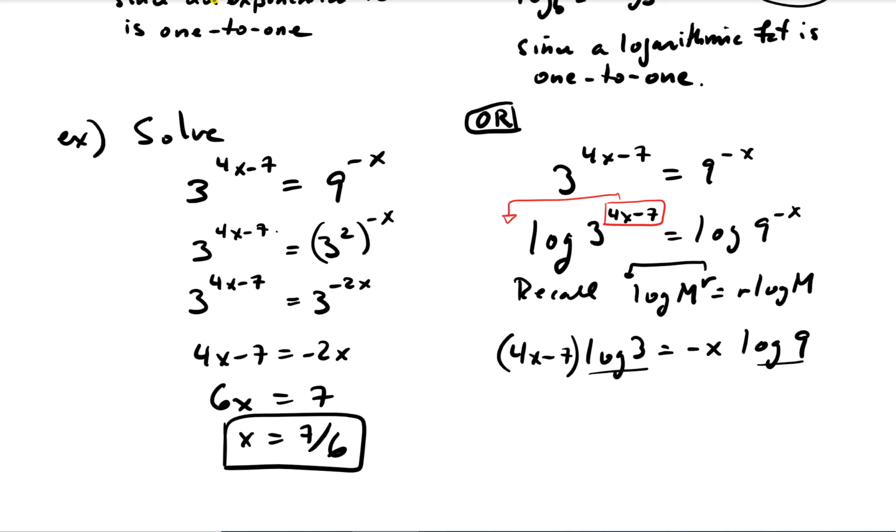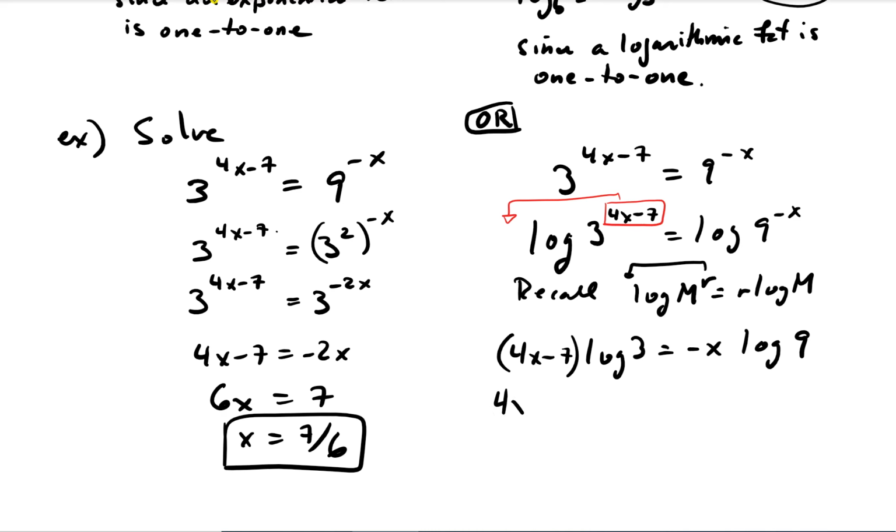So if you look at each side, we've got a linear equation. This is like minus x times a number. And over here, it's going to be minus 4x minus 7 times some other number. It's a linear equation because each expression on each side is linear. So I just need to solve that linear equation. So how do we do that?